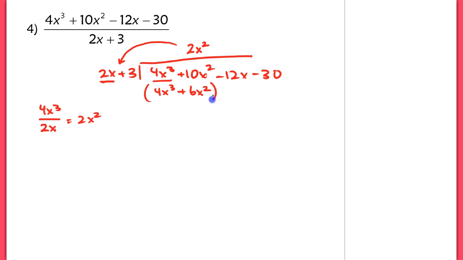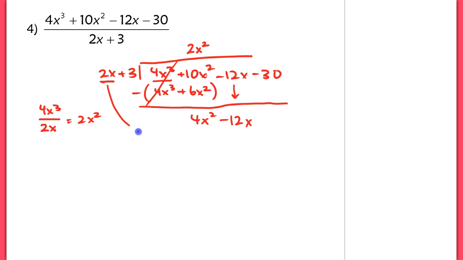Now I'm going to put that in parentheses and I'm going to subtract that term from here. So that whole expression is subtracted from the one above it. These will cancel. I'll have 10x squared minus 6x squared. That leaves me with 4x squared. Now I'll bring down that next term, the negative 12x. Again, I ask myself the same process. How many times does 2x fit inside of 4x squared? 2x fits inside of 4x squared 2x times, and it's a positive 2x, that's why I'm writing a plus 2x here.